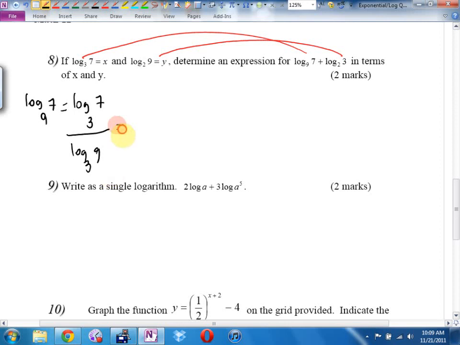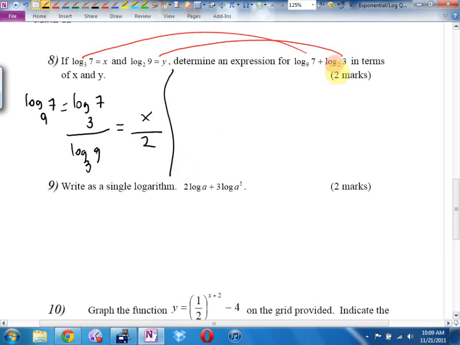I said, what is the log base 3 of 9? That's kind of nice. According to this question, what is the log base 3 of 7? What can I replace it with? I said, you know what? This guy is actually x over 2. I'll come back to that.